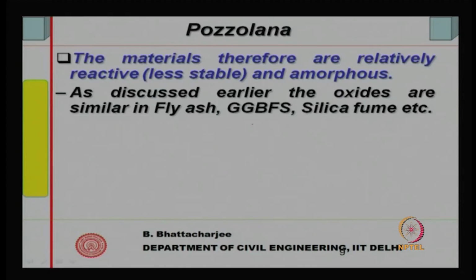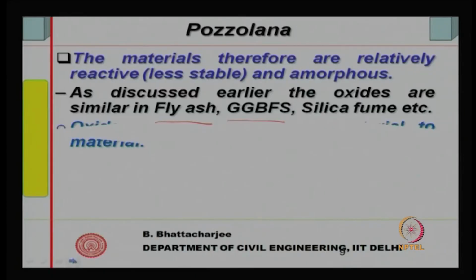So, oxides that are present would be SiO2, Al2O3, in some cases a little bit of calcium oxide and in other cases more. For example, in this case calcium oxide is high, but I have not come to the production of this as yet. Some fly ash has high lime content. So the oxides are similar or almost similar to the ordinary Portland cement clinker, but the proportions are different.